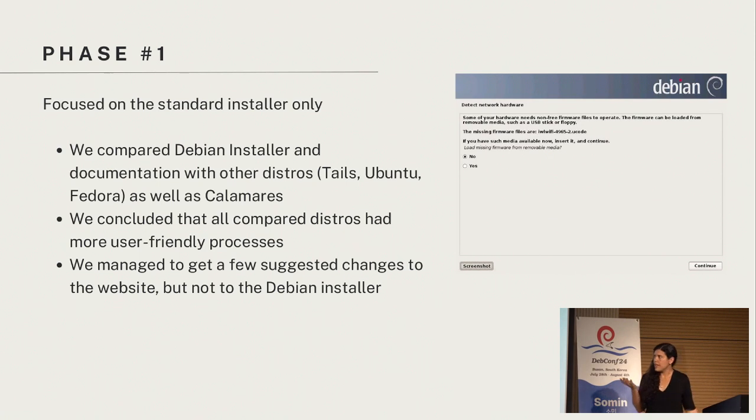At the end, we concluded that all compared distros and Calamares had more user-friendly interfaces. So it was easier for users to use those, not only the interface, but also the documentation. We managed to get a few suggested changes to the website, which improve the user experience, but not to the installer itself. So that's a result of phase 1.